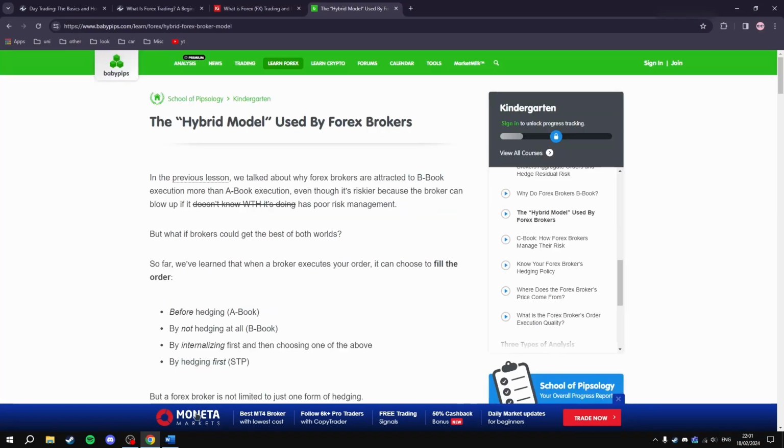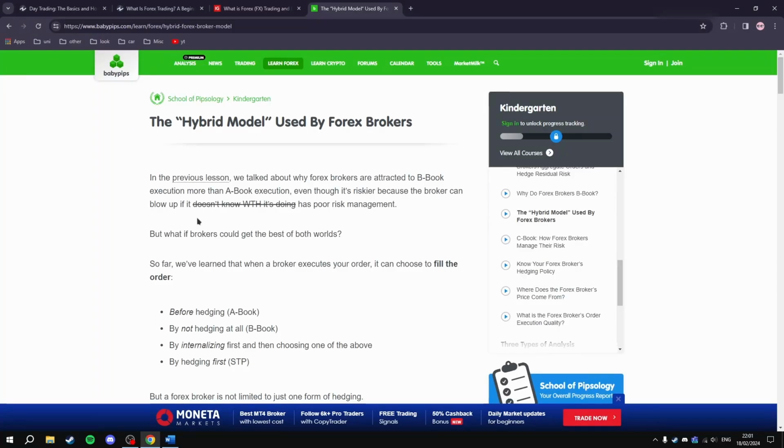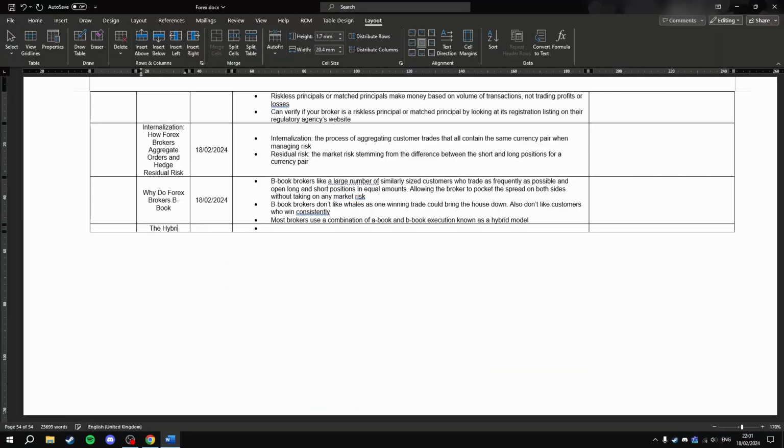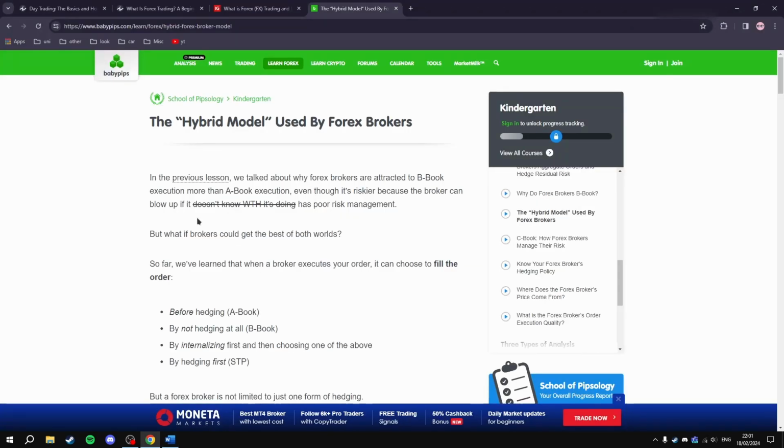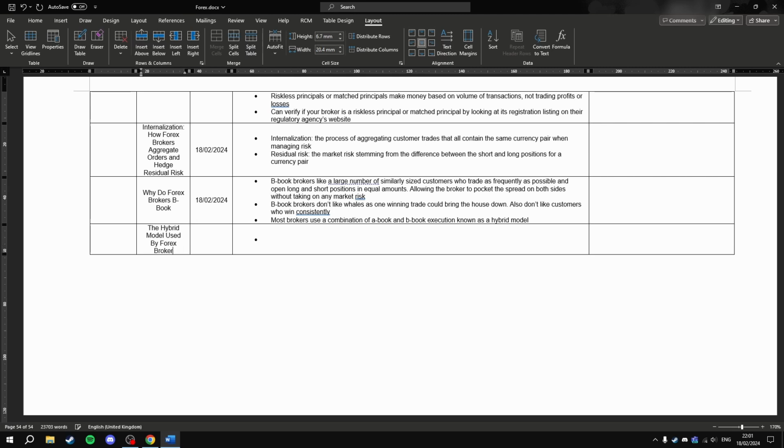Cool. The hybrid model used by Forex brokers. The hybrid model used by Forex brokers to 2024.